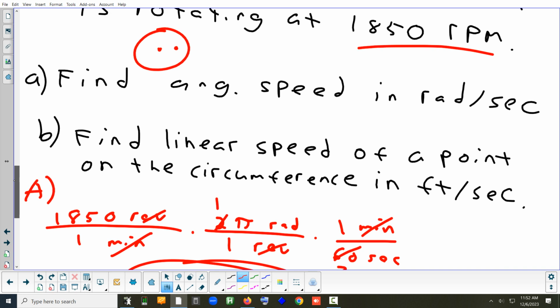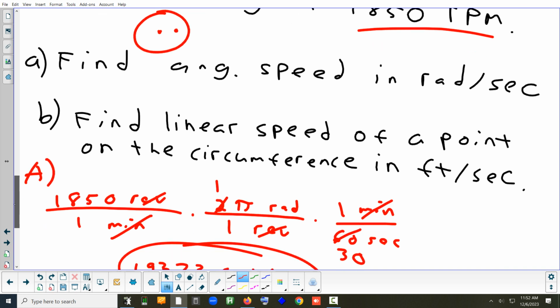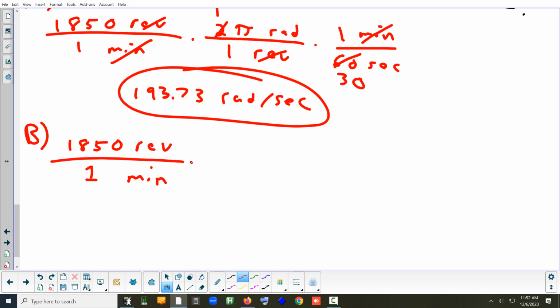Well, in part B, they want to get seconds. So let's deal with that first. What am I going to multiply by here to get seconds? 1 minute over 60 seconds. Okay, so now we got revolutions per second.